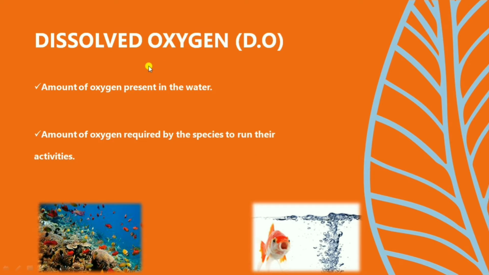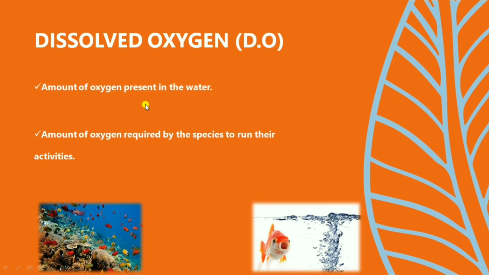There are lots of definitions for dissolved oxygen, and here are two. Dissolved oxygen actually means the amount of oxygen present inside the aquatic ecosystem, that is, present in the water.